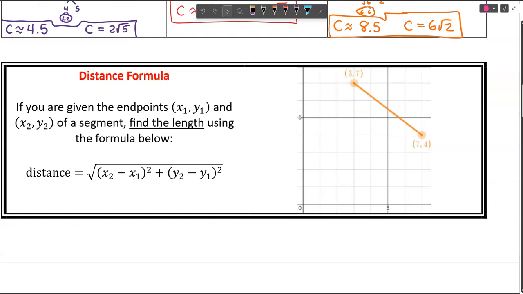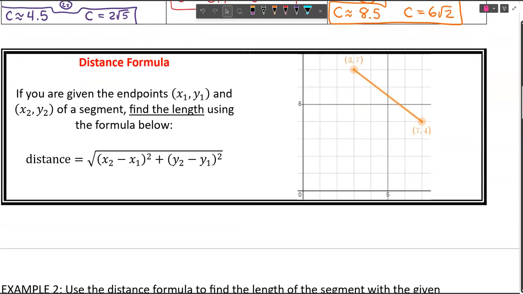The distance formula says that if you were given the endpoints, which are x1, y1, that's your first point, and x2, y2, your second point, that you can then find the length using the formula that I have listed below. So for the first example we're going to do, I want to use the points (3, 7) and (7, 4). To do that, we're going to identify: 3 is x1, 7 is y1, 7 is x2 down here, and 4 is y2.